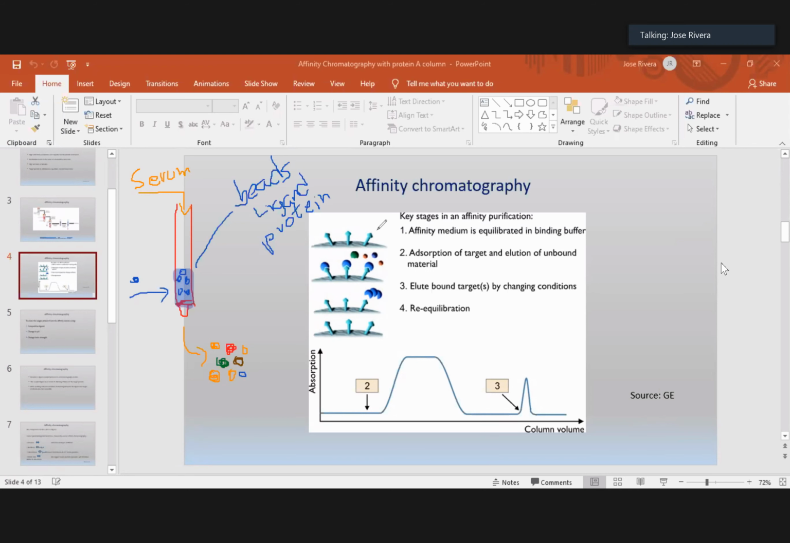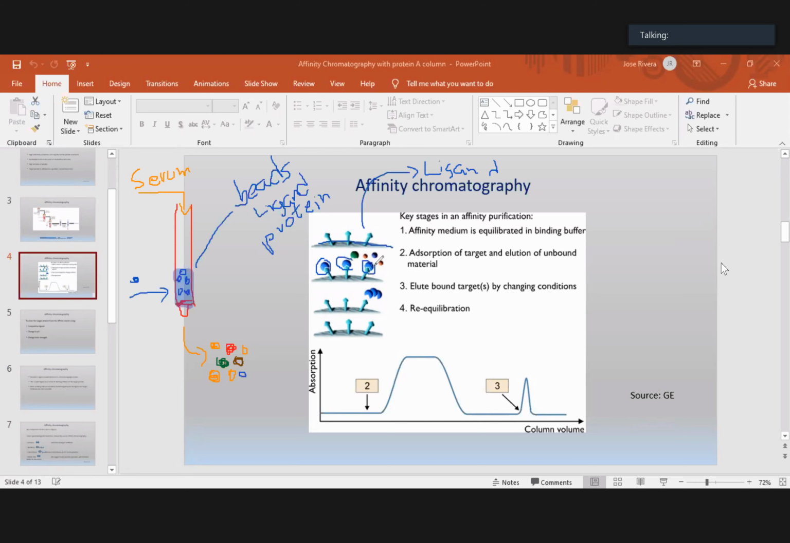And so this is what they're showing you here. They're showing you the beads. So this is a bead with protein A, the ligand, and then you add the serum. All of these colors represent the serum. Then the serum proteins come out, and your protein stays there. Your protein of interest stays attached to the beads. And then you wash this, and then your protein comes out.